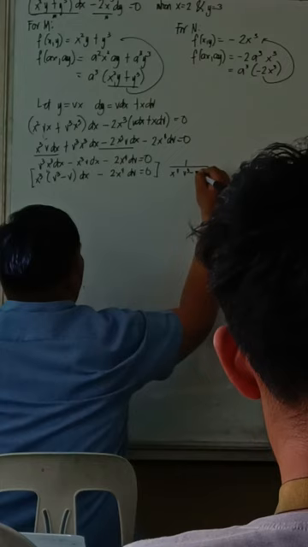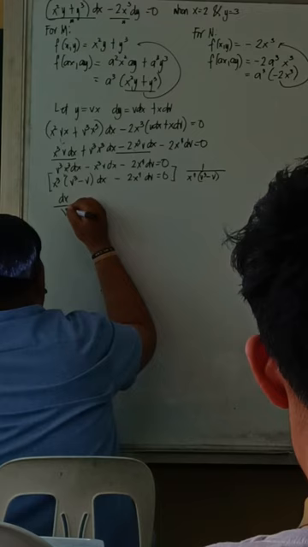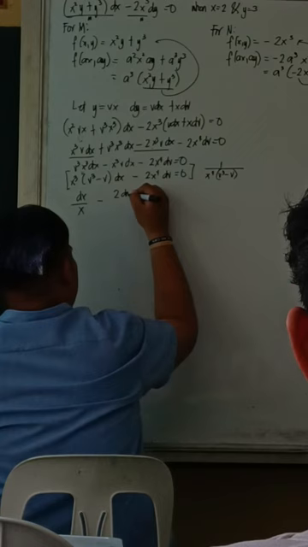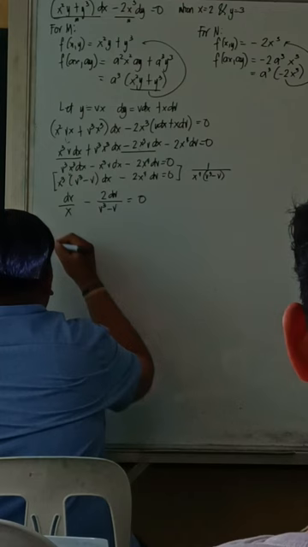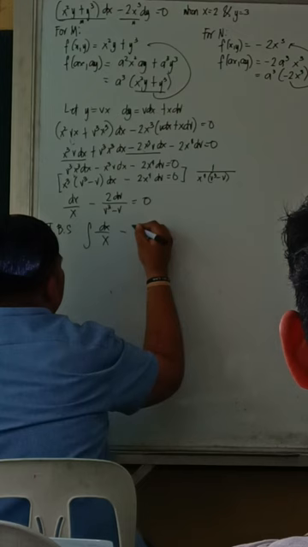So we can have dx over x minus 2 dv all over v cubed minus v is equal to 0. So integrate both sides: integral of dx over x minus 2 integral of dv over v cubed minus v.